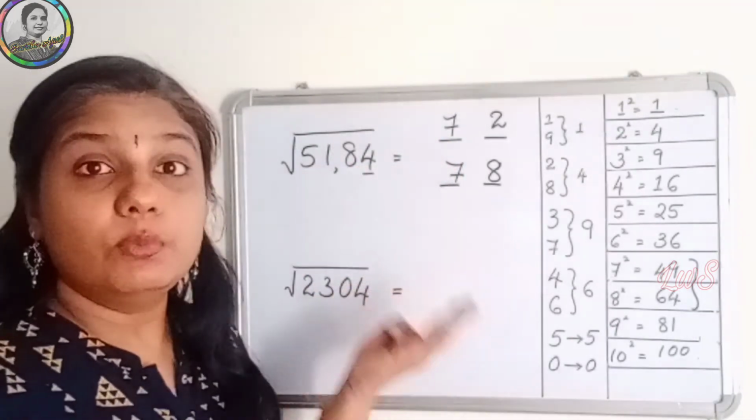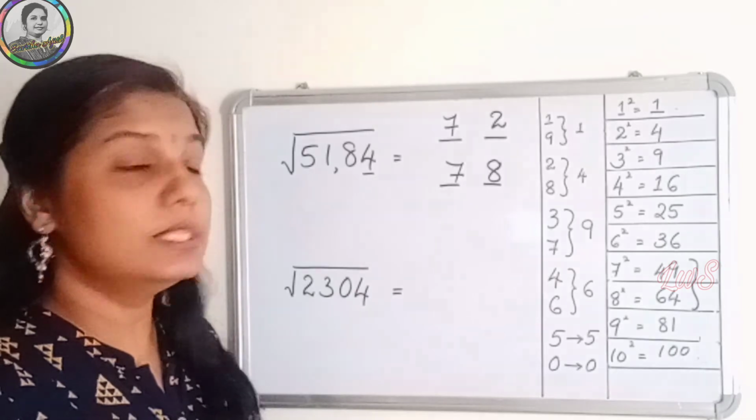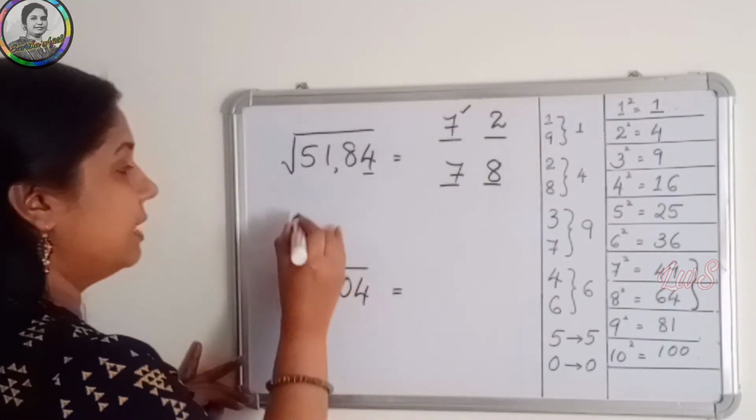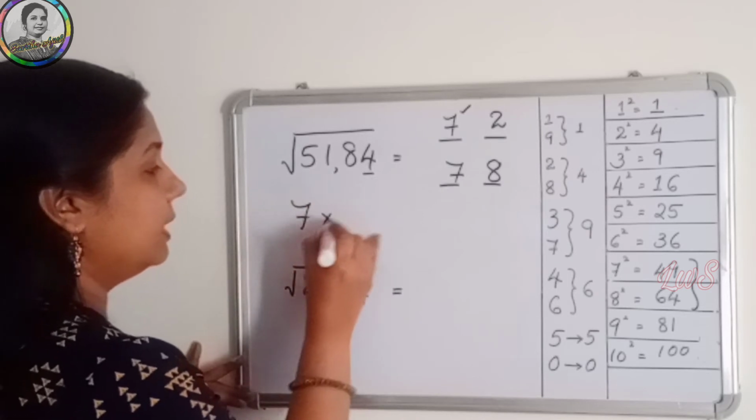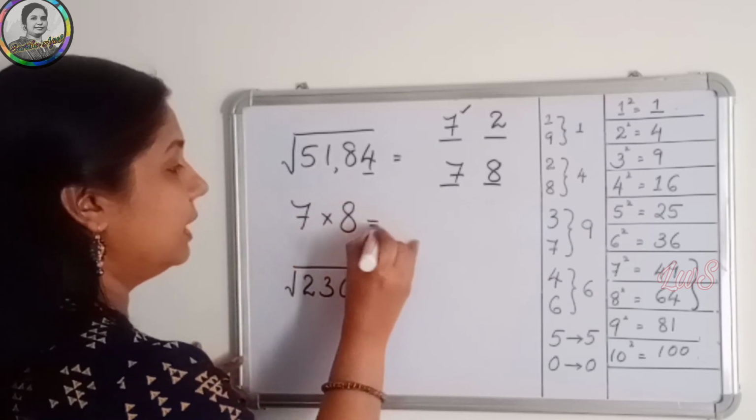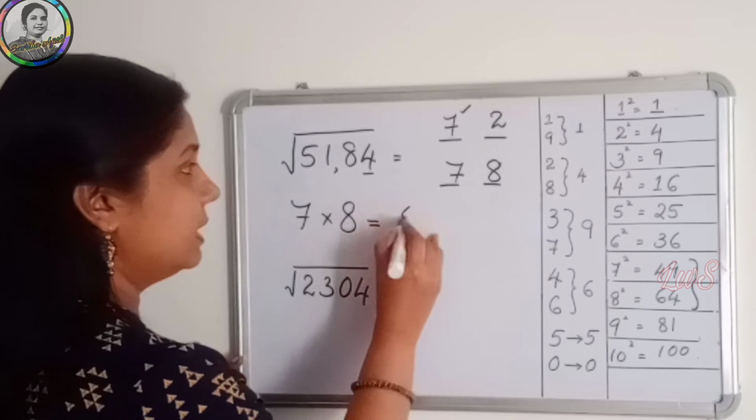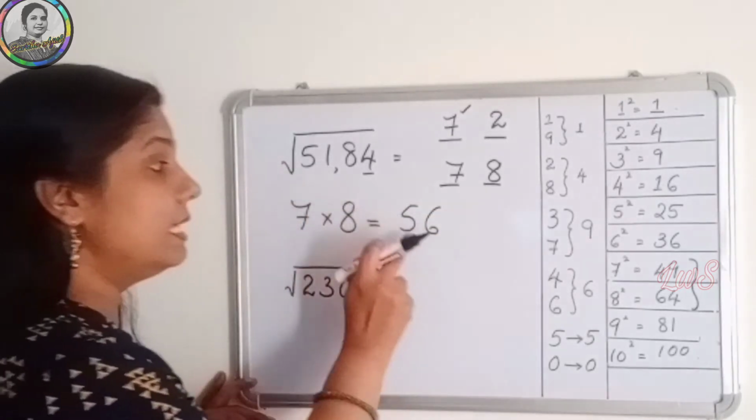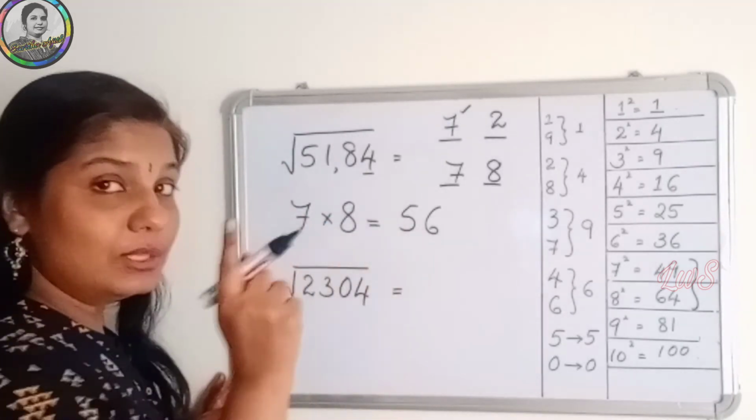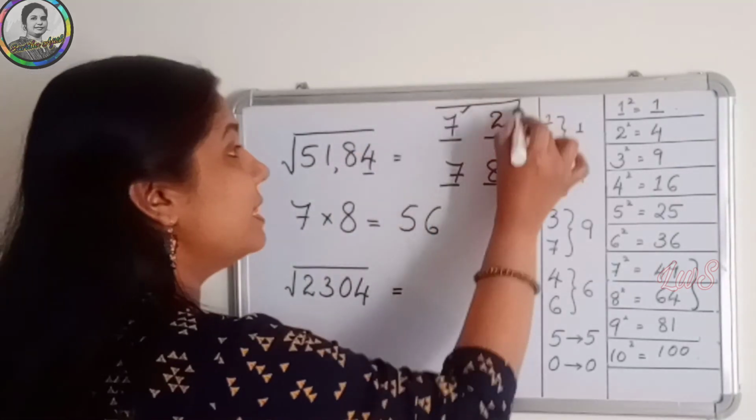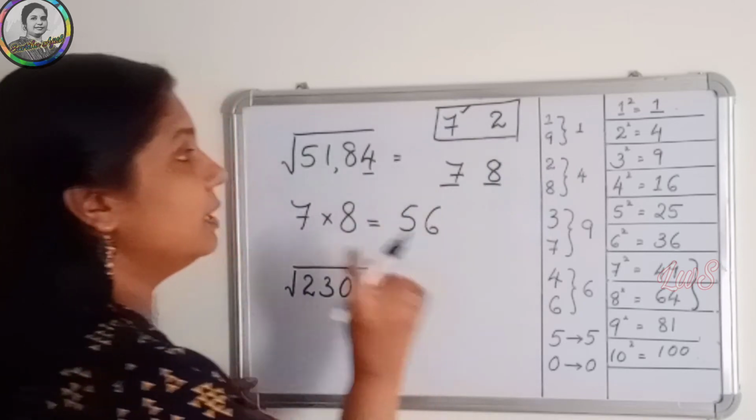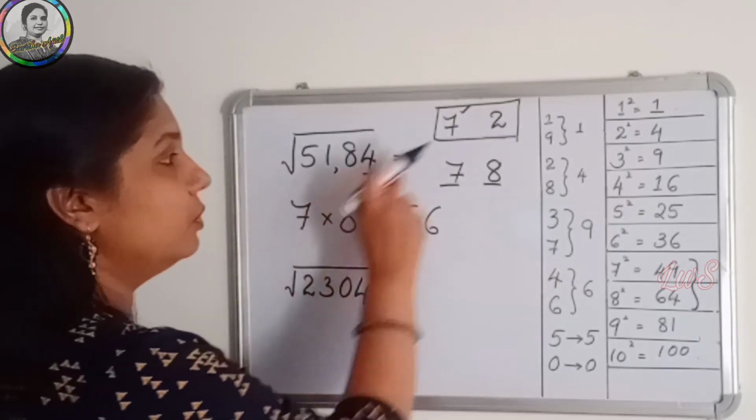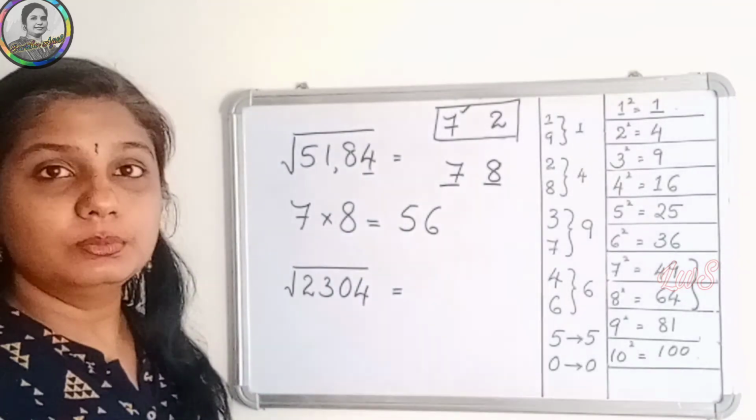To decide which one is our actual square root, we have to take this 7 and multiply it with its Ekathigena. 7 times 8 is 56, and our number 51 is less than 56. So we have to take this smaller number, which is 72. Square root of 5184 is 72.